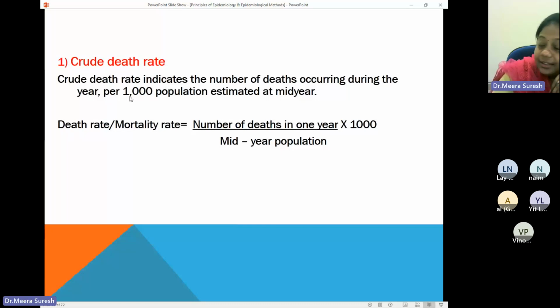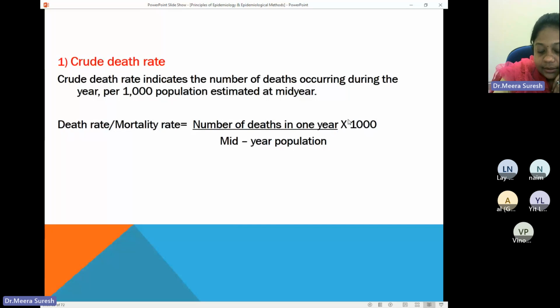If we go for the definition, this section of epidemiology is going to be very, very interesting. So better we go for the formula actually, that will be more easily comprehensible. However, crude death rate indicates the number of deaths occurring during the year per thousand population, estimated at mid-year. So in other words, it is as simple as the number of deaths that happened in 1 year in a particular population divided by the mid-year population, or the population on July 1st of that particular year, and it is multiplied by 1000.